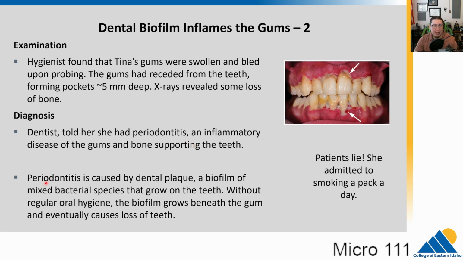And as we talked about in the last section, dental plaque is a biofilm. That biofilm has that sticky matrix, and inside of it are bacterial species. In this case, it's a mixture of bacterial species. So without regular brushing and proper oral hygiene, this biofilm grows and builds up, and it secretes acids and other things that start to decay the teeth and can cause loss of teeth ultimately.